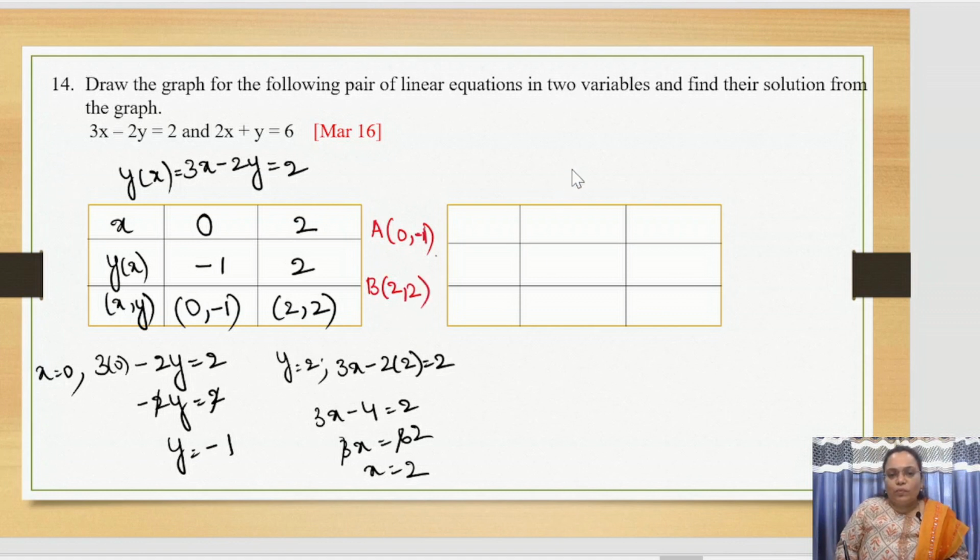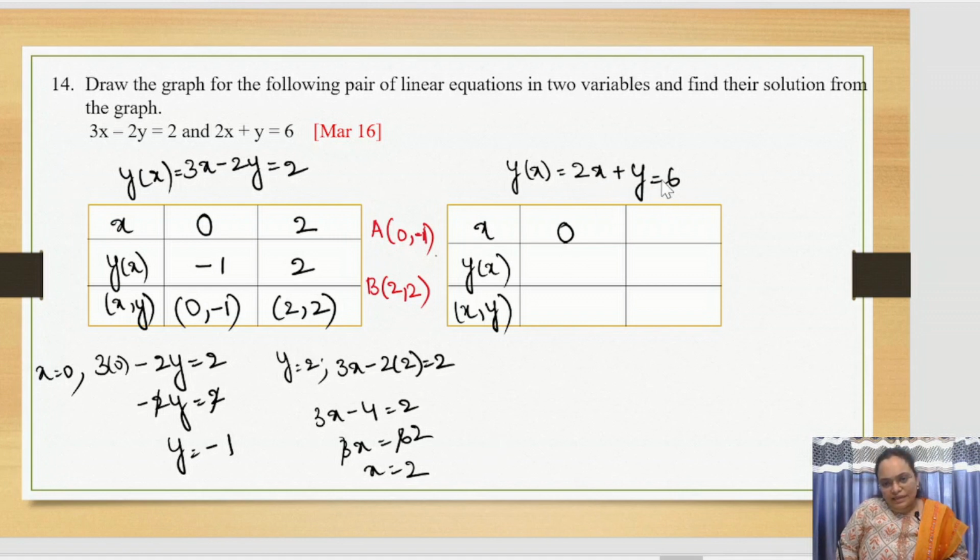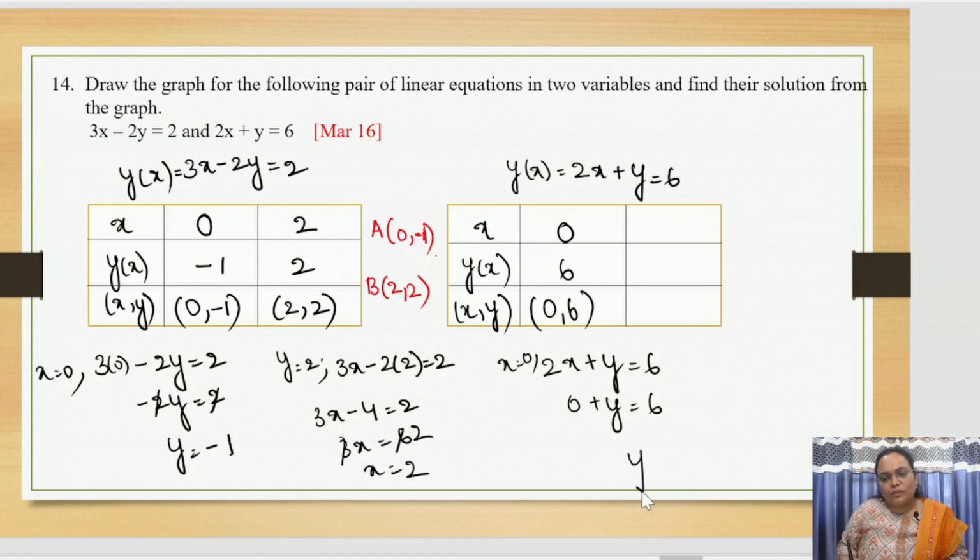Now let us take the second equation, which is 2x plus y is equal to 6. Let us take this equation as y of x. Okay. So this is x and y coordinates. Let us put x is equal to 0. See here, if x is 0, you will directly get y is 6. Okay. So the coordinates will be 0 and 6. See here, 2x plus y is equal to 6. If x is equal to 0, this will be 0 plus y is equal to 6. y is equal to 6.